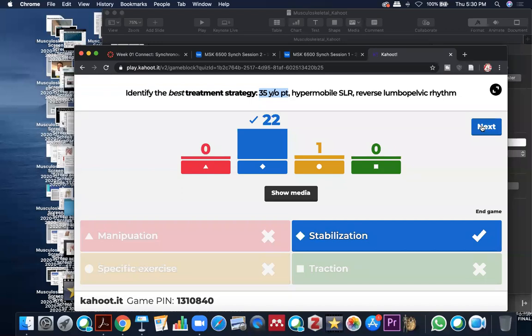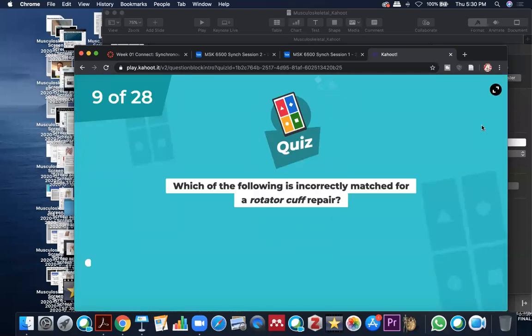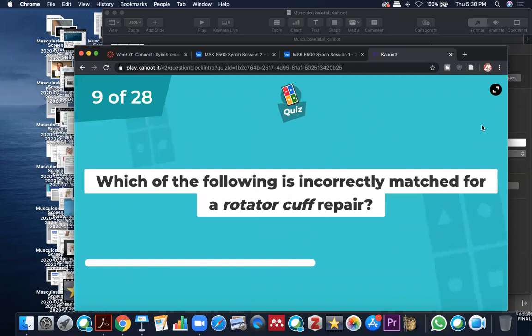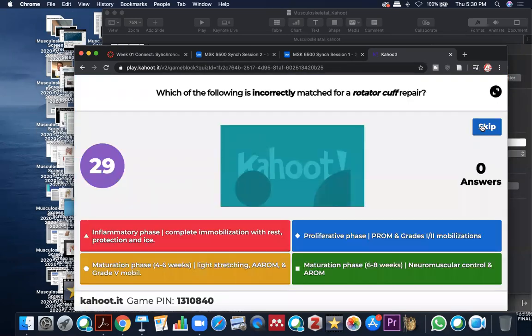All right, next one. See what this is. All right, which of the following is incorrectly matched for a rotator cuff repair? This is from TI 1.